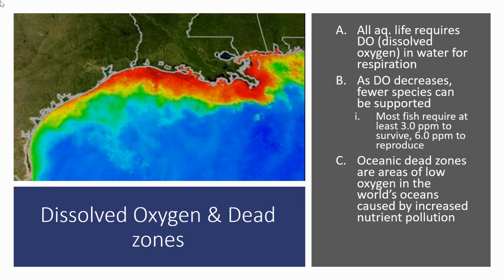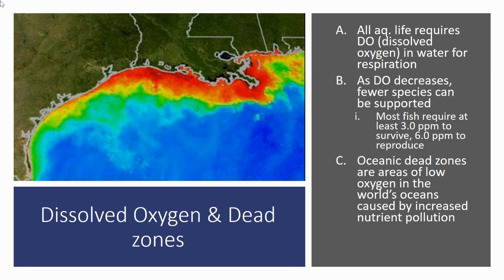Now, what about in oceans? We can see lower levels of DO and dead zones, not only in freshwater aquatic ecosystems, but we also see it in marine or ocean-like ecosystems as well. And that's because we know all aquatic life is going to require some form of dissolved oxygen. As the DO decreases, fewer species are going to be able to be supported, and that's when we create oceanic dead zones.